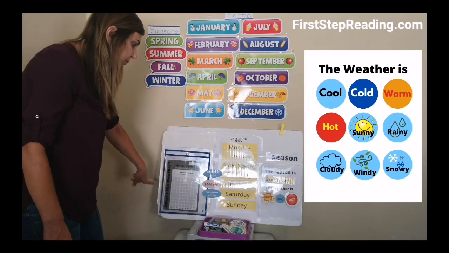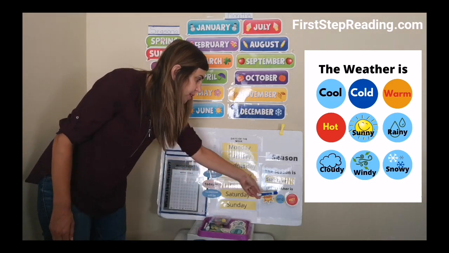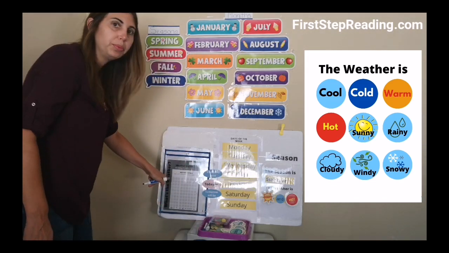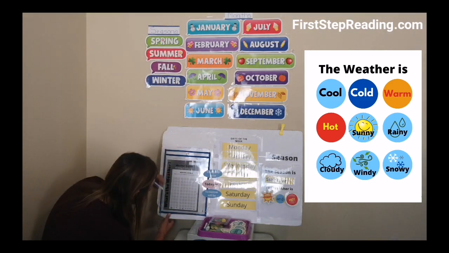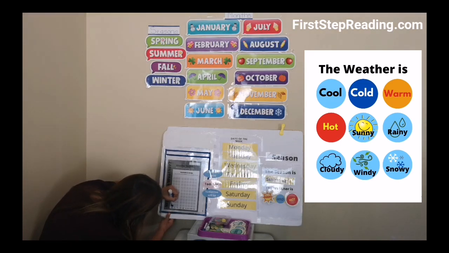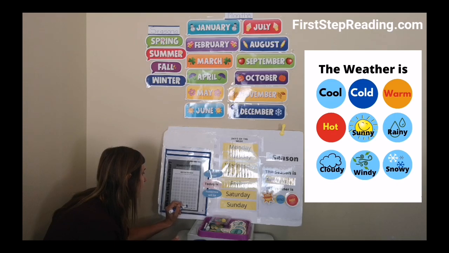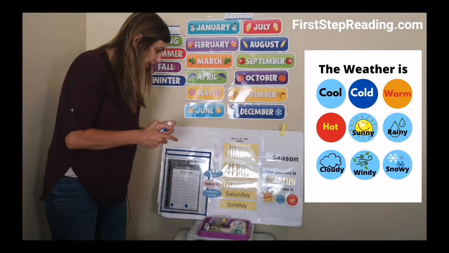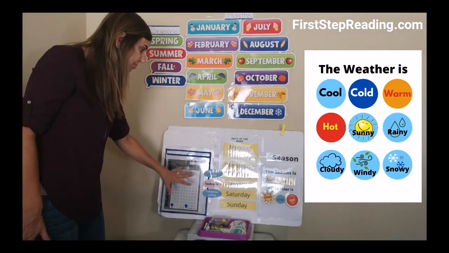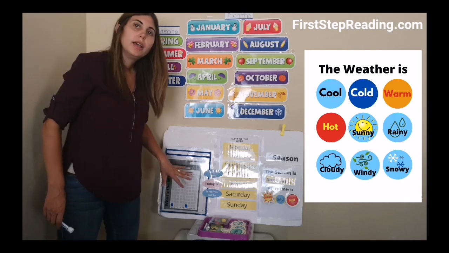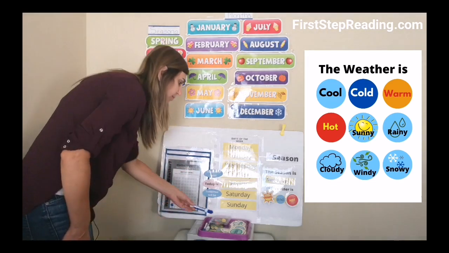So I'm going to do my graph. I said it's sunny and hot. So you can print this and do this at home. I color in the very first box for sunny and the very first box for hot. That's how I start my weather graphing. And I'm going to do it for the whole month of September so I can see how the weather was in September.